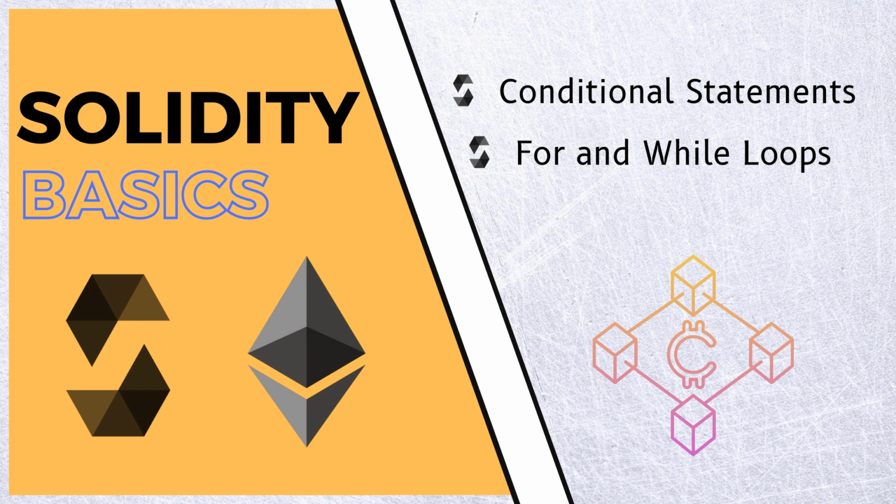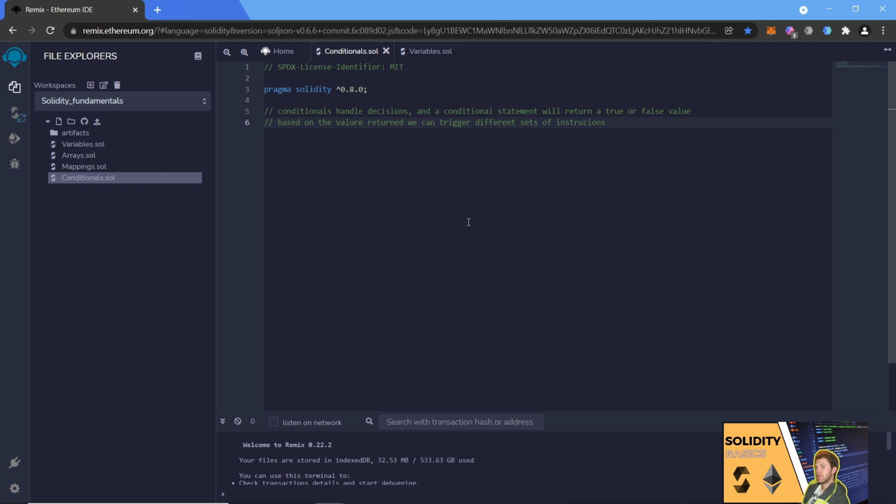Hi and welcome to the lesson about conditionals and loops. Conditional statements and loops are a very important part of making decisions and automations through code. So what are conditionals? Conditionals handle decisions. Basically, a conditional statement will return true or false. And then based on the value returned, we can trigger some other type of instruction.